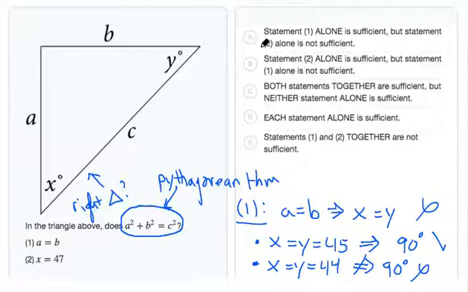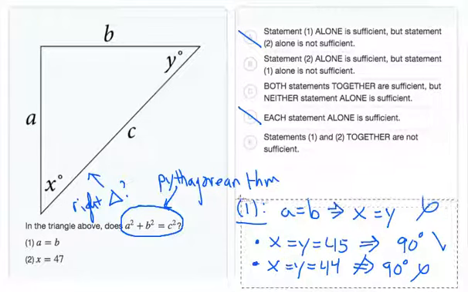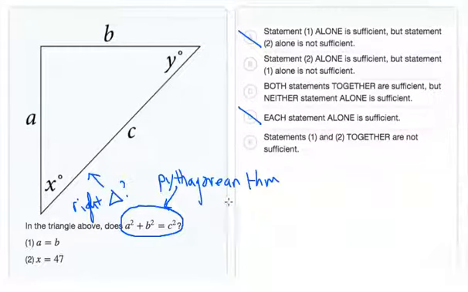So we can eliminate answer choice A and D, leaving us with B, C, or E. To determine which answer choice we will choose as our final answer, we'll have to go ahead and consider statement 2. So let's go ahead and clear our board, and we'll consider statement 2 now. Statement 2 says that X is equal to 47. So if this angle is 47, there's no way we can determine if the triangle is a right triangle.